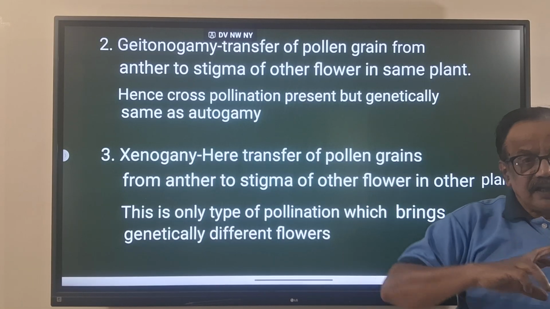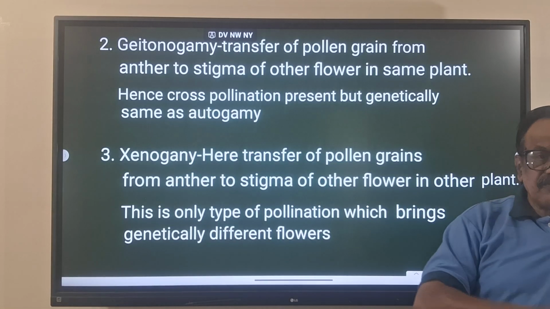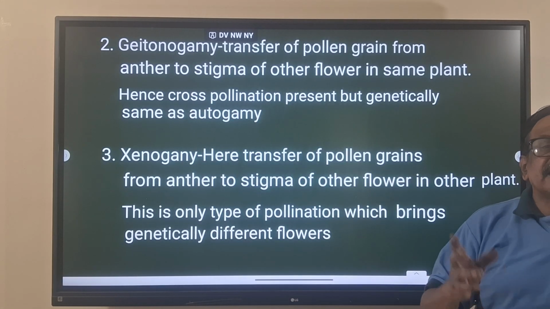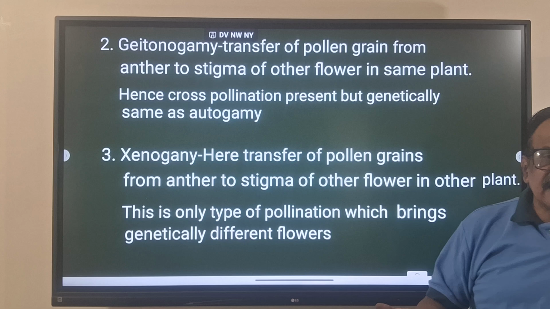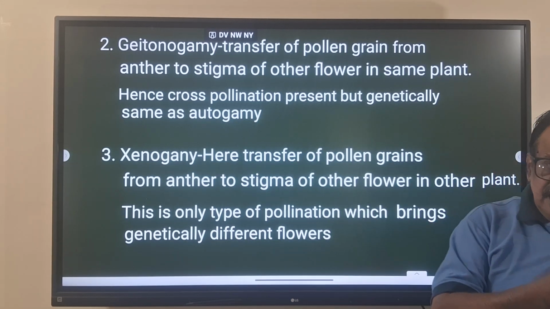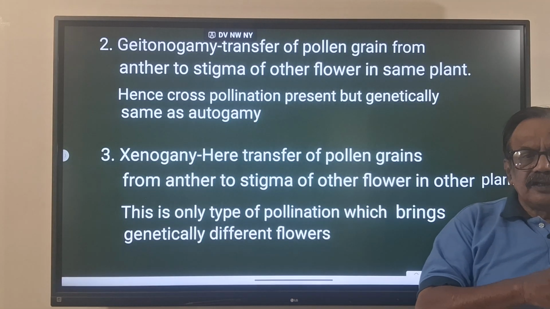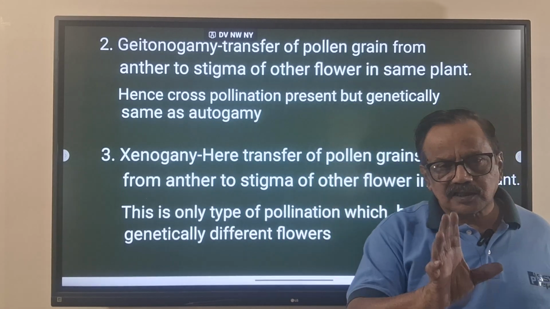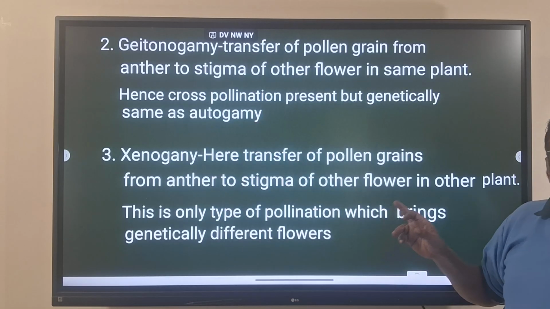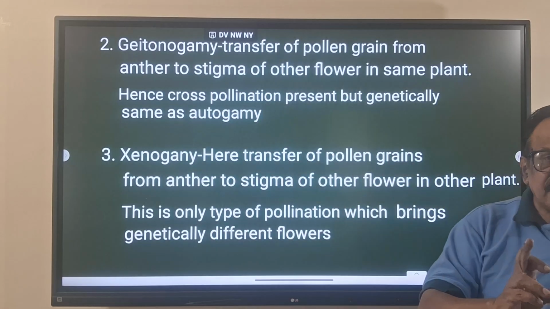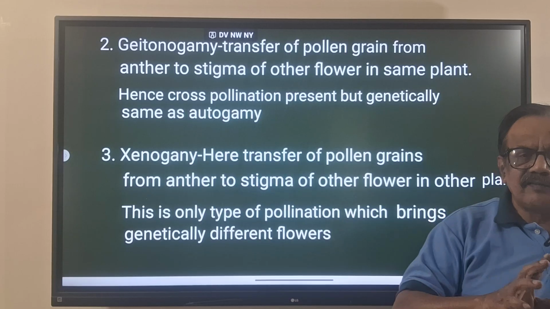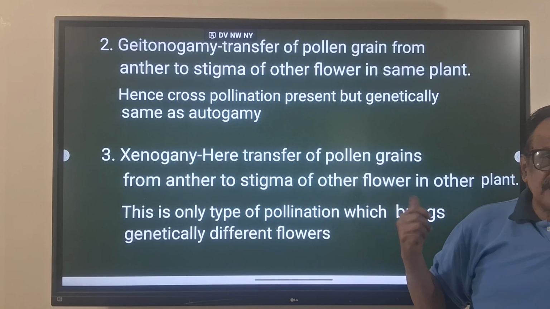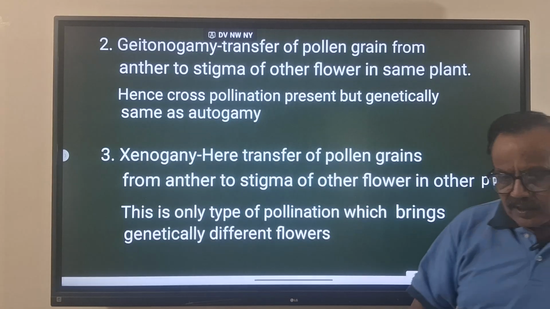Now, in Geitonogamy, cross pollination is taken from one flower to another flower through an agent, but on the same plant. Both are on the same plant, so genetic variation won't be there. But in Xenogamy, the pollen grain comes from one flower and reaches the stigma of another plant. These are the things you have to remember, and they are related to the outbreeding devices. I will discuss them in detail there. If you know the concept, you can answer any type of question.